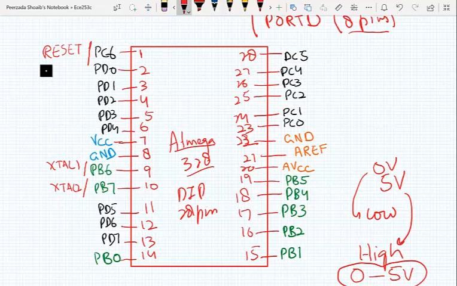Similarly, port C: the inbuilt ADC inside the Atmega 328 is connected to the pins of port C. So port C can be used for normal input or output, or it can be used to take analog data from the outside world and convert it into digital form before it is processed by the microcontroller. So we have the ADC here, ADC 0, different pins of the ADC. We can connect more than one analog device, and similarly up to ADC 5.